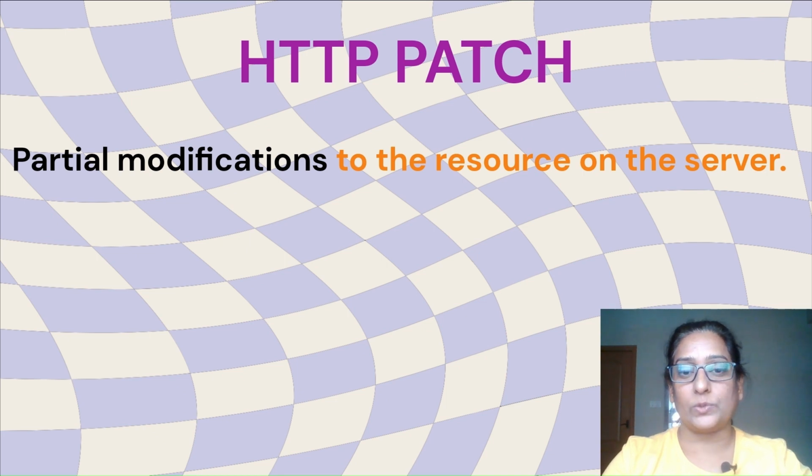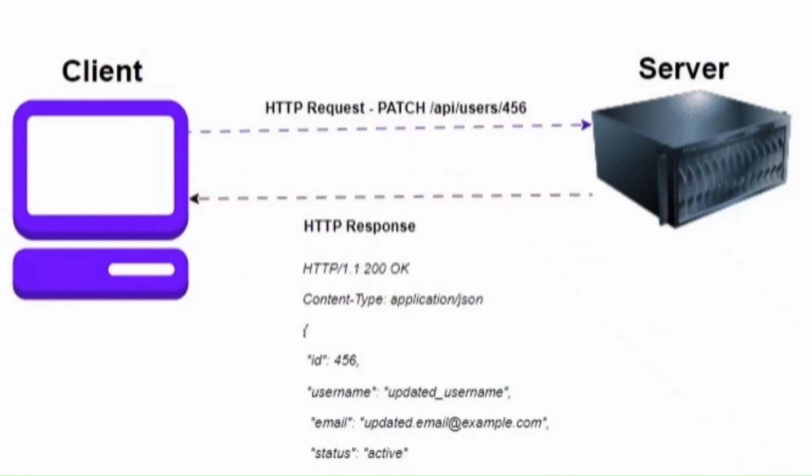The PATCH request is used to apply partial modifications to the resource on the server. It is again an idempotent action. For example, consider the PATCH request to partially modify the user with the ID 456. The response from the server will be a JSON object with the updated user information.